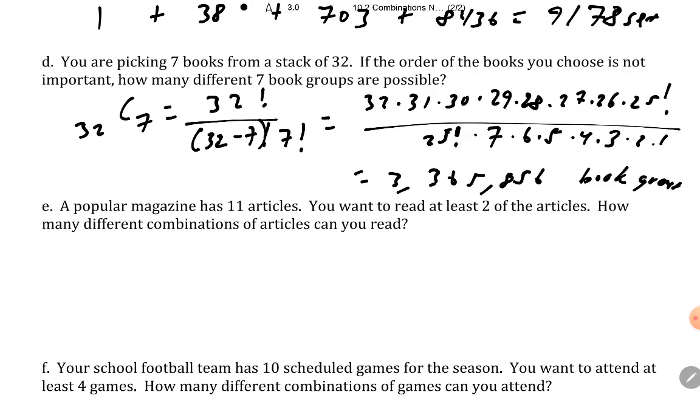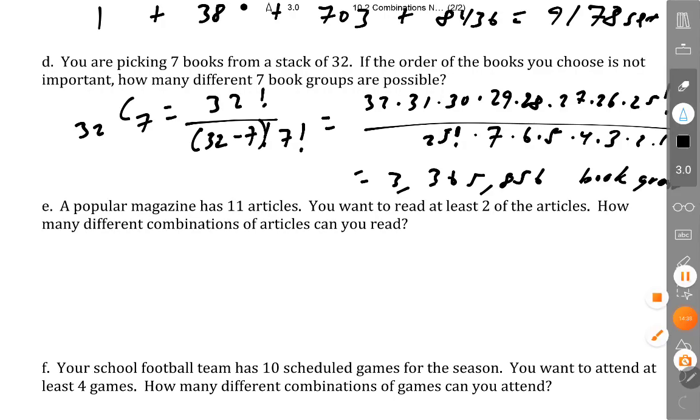A popular magazine has 11 articles. You want to read at least 2 of the articles. How many different combinations of articles can you read? So at least 2. Okay, we want to read at least 2.